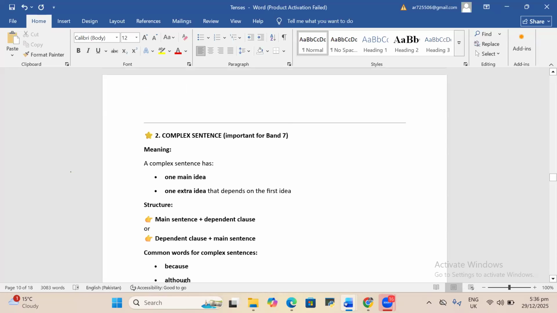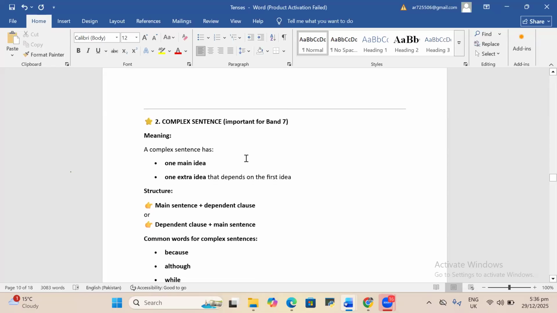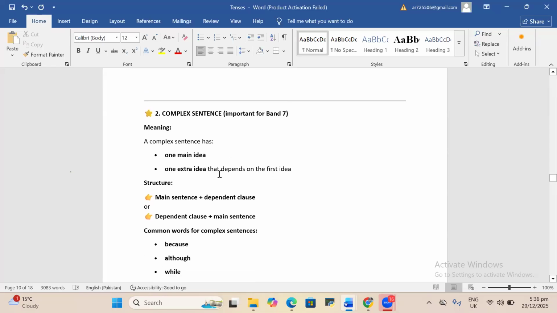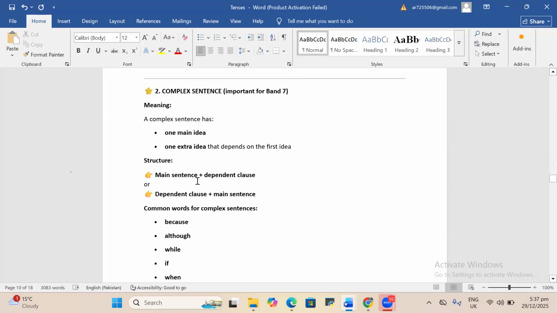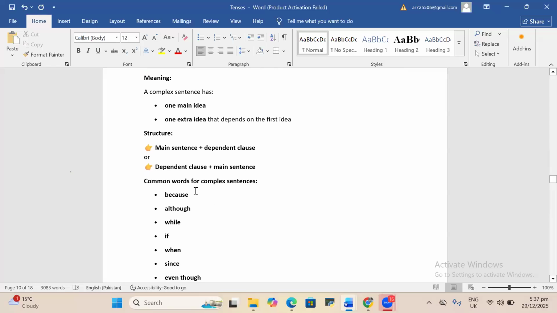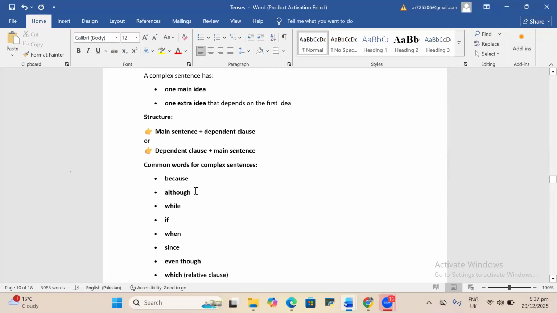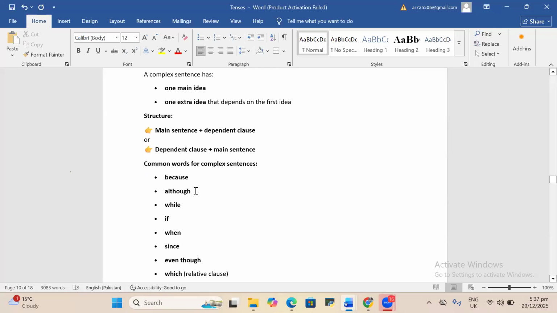The second type is complex sentence. A complex sentence has one main idea and one extra idea that depends on the first idea. Structure means main sentence plus dependent clause. So basically when you practice these sentences and first know the structure of complex and compound, then you can easily use them in your essay writing.